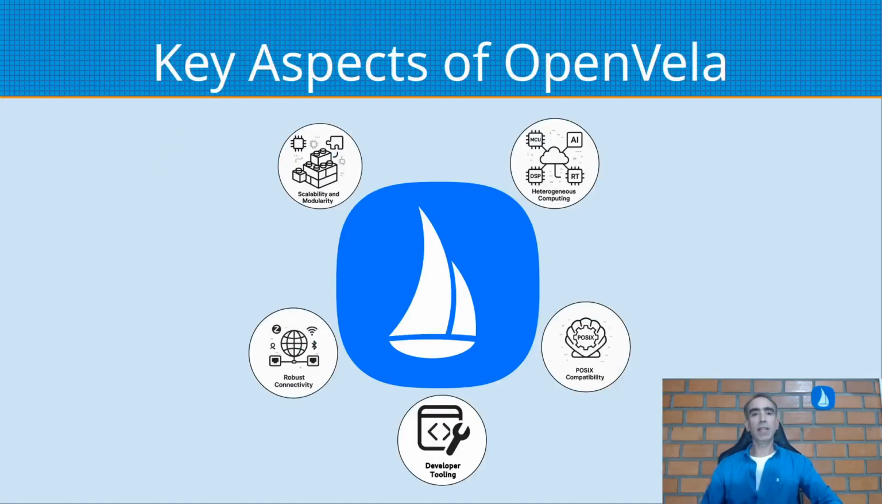Now let's see the key aspects of Openvela. Openvela is scalable and modular. That means it can run on small microcontrollers or on powerful microprocessors, adapting easily to any platform. It also supports heterogeneous computing. That means it can run seamlessly in systems that combine microcontrollers, DSPs, and microprocessors, and it ensures robust and flexible communication in this mixed environment.